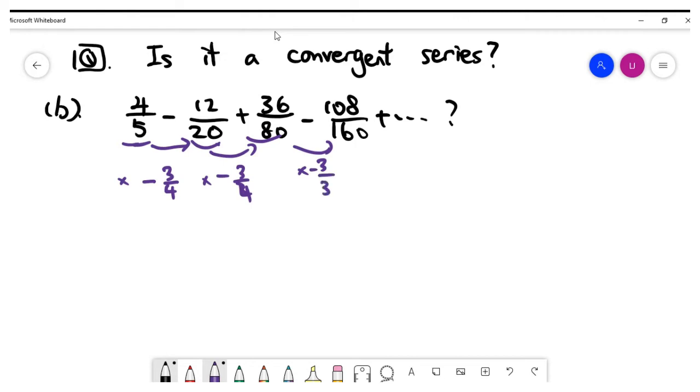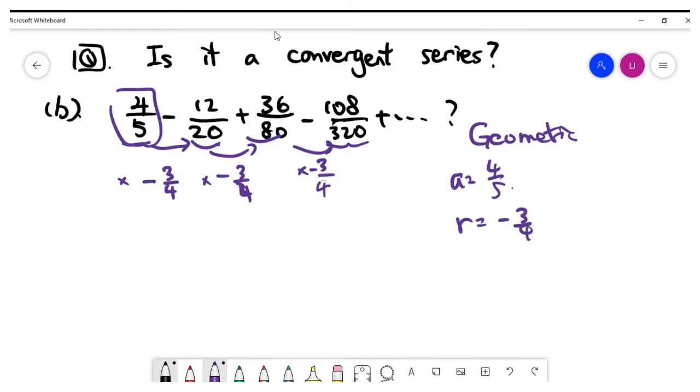And I think there's a typo here. The fourth term is actually with the denominator 320. So anyway, in this case now we understand that it is geometric. And the first term is the first term up here. It is 4 over 5, and the ratio is minus 3 over 4. And by the geometric series test, when you put the absolute value sign around the ratio minus 3 over 4, we can take out the negative sign to get 3 over 4, which is less than 1.